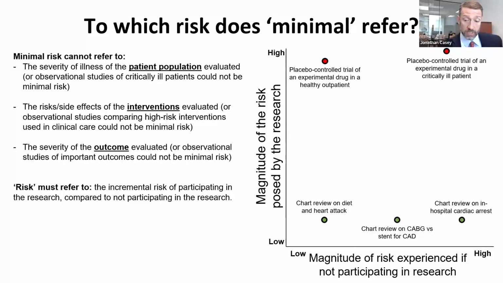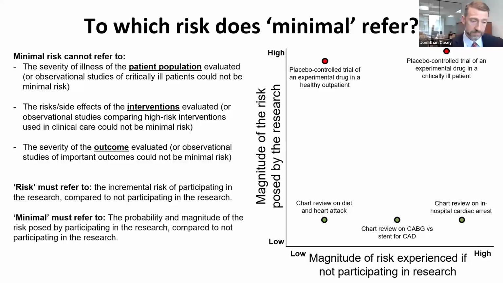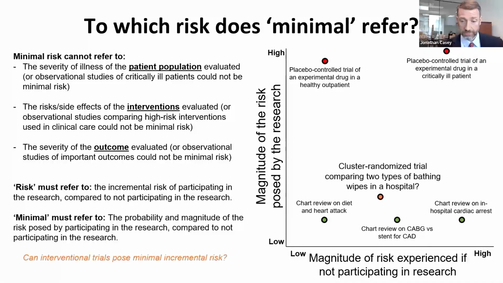Even patients who are at low risk of bad outcomes if not participating in research can still be independently assessed. The risk of research can be independently assessed in those patients. So, for example, if there is a healthy patient in a placebo-controlled trial of an experimental drug, even if that drug is a relatively low-risk drug, there are still independent risks associated with that patient such that no one would consider those risks to be minimal. So minimal risk must refer to the probability and magnitude of the risk posed by participating in the research compared to not participating in the research.